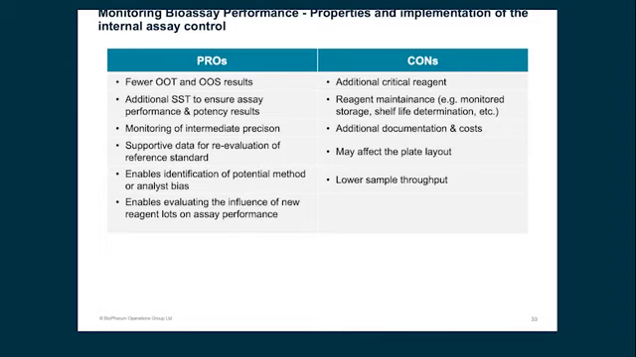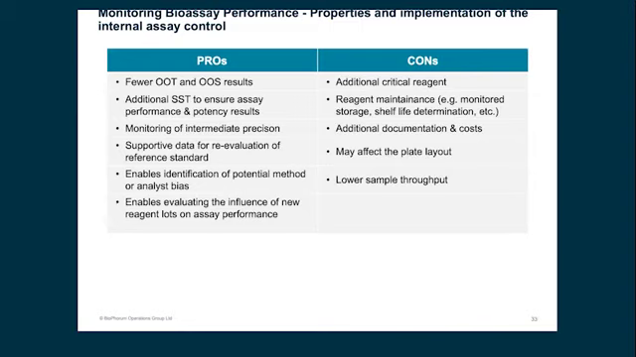A review of the pros and cons of implementing an IAC is described in this slide, some of which include, pros: fewer out of trend and out of spec results, additional SST criteria to ensure assay performance and potency results, monitoring of intermediate precision, supportive data for reevaluation of reference standard, and it enables the identification of a potential method or analyst bias, and enables the evaluation of the influence of replacement new reagent lots on assay performance.